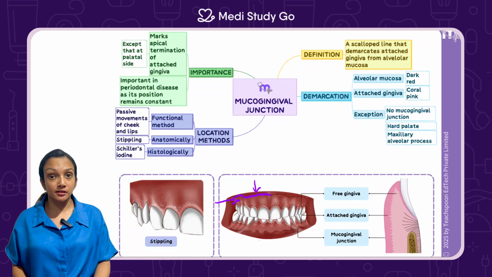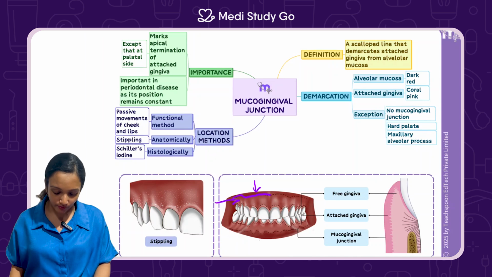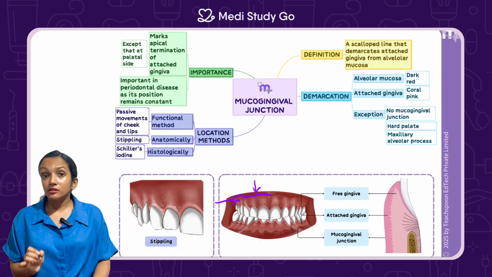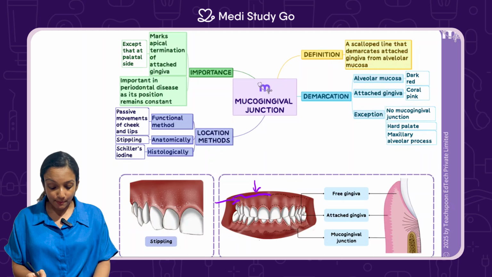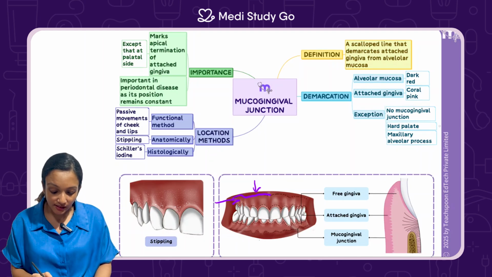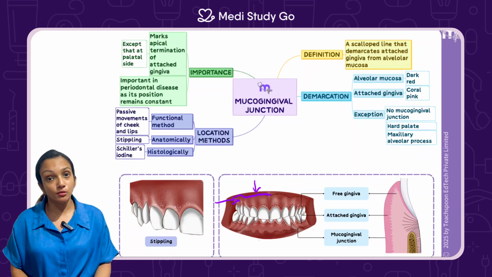Whereas in comparison, the attached gingiva is stippled, it is coral pink in color and it is also immovable. Whereas the alveolar mucosa is movable. So these are important differences that you will see in a patient between the alveolar mucosa and the attached gingiva. There is a very clear demarcation between these two structures, which is your mucogingival junction. Now, where is the mucogingival junction absent? It is absent in the hard palate and the maxillary alveolar process.